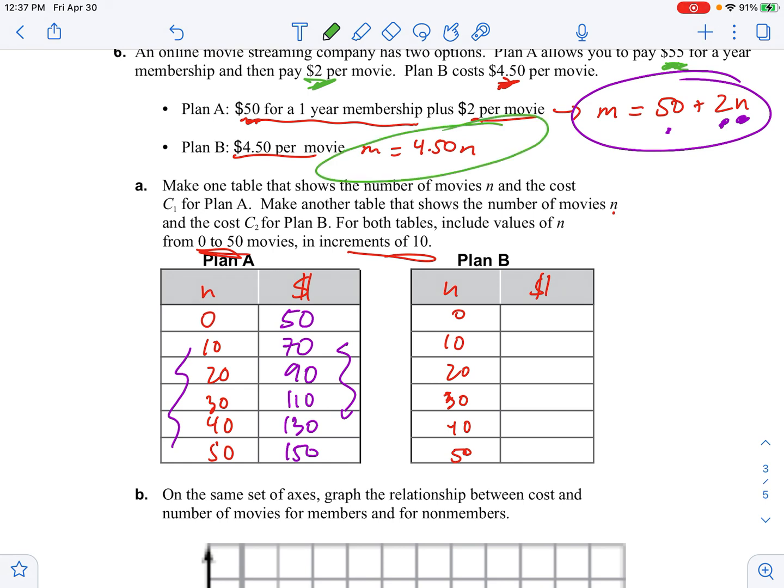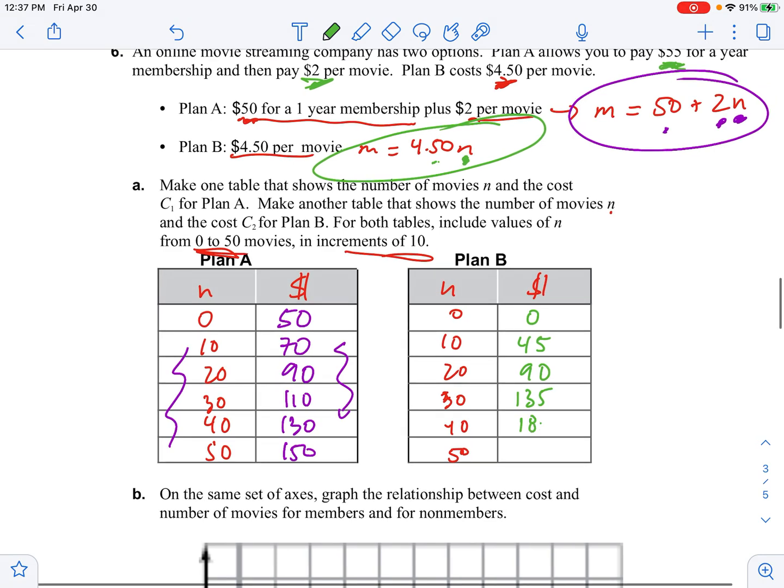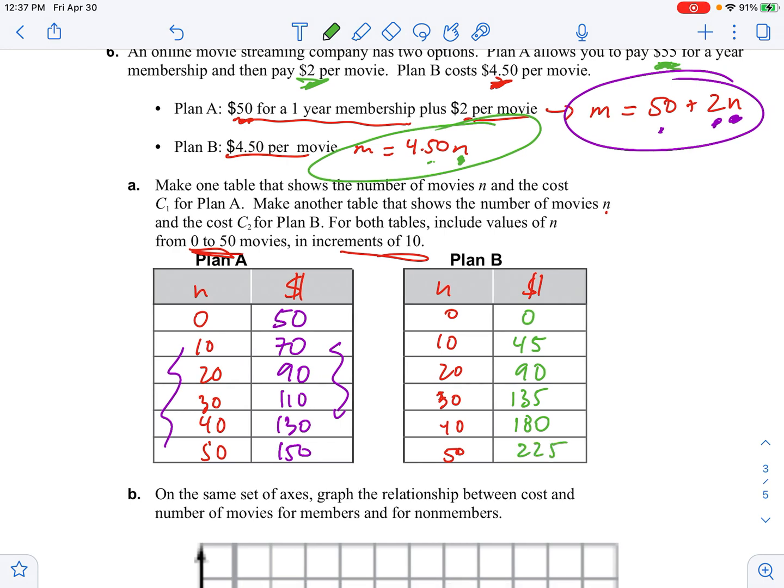All right, so Plan B says this. So this is 0 movies. 0 times 4.50 is 0. 10 times 4.50 is $45. 20 times 4.50 is 90. 30 times 4.50 is 135. 40 times 4.50 is 180. 50 times 4.50 is 225.